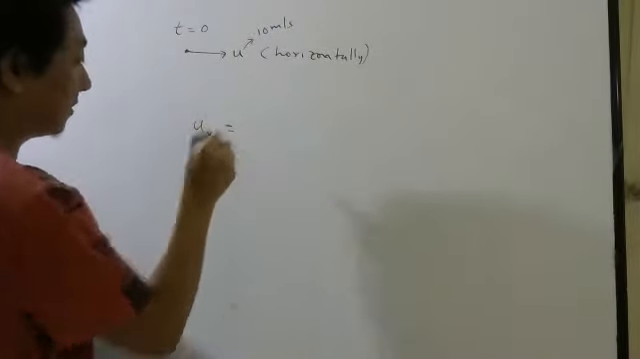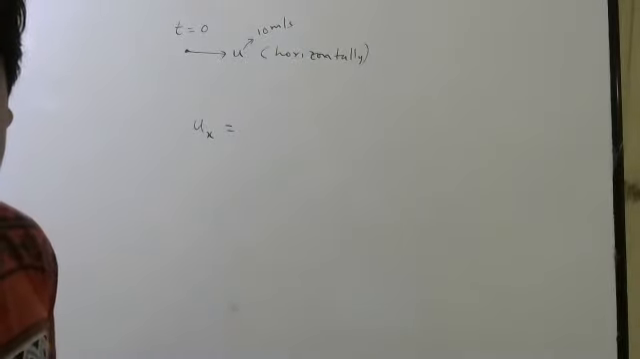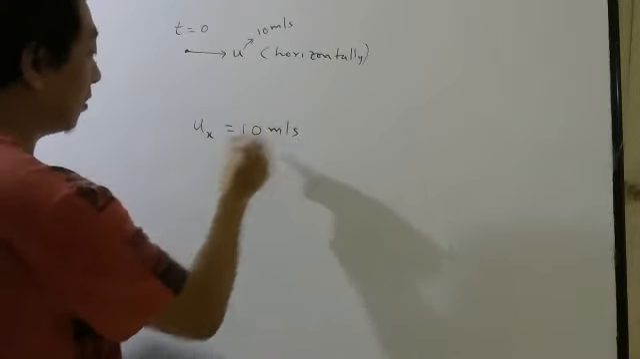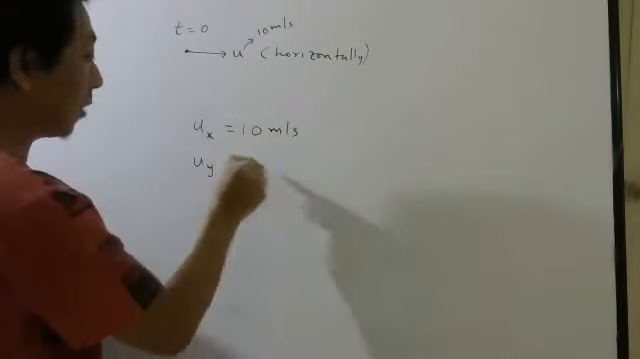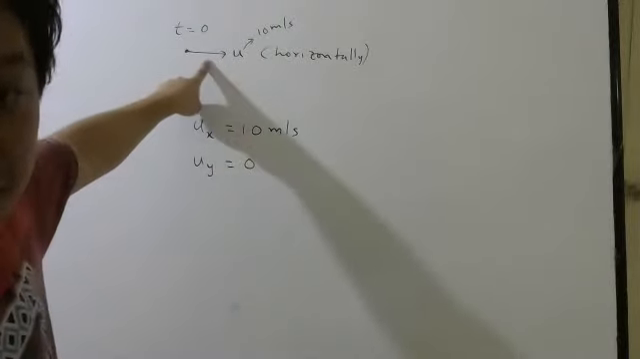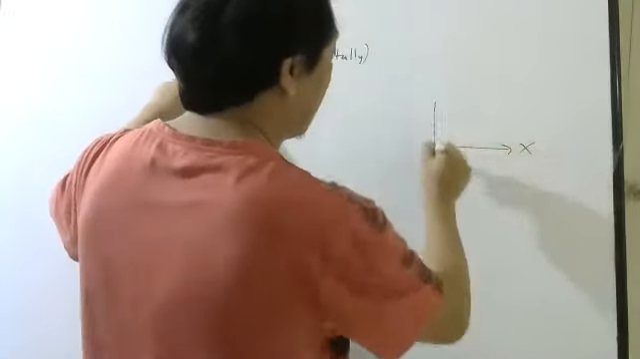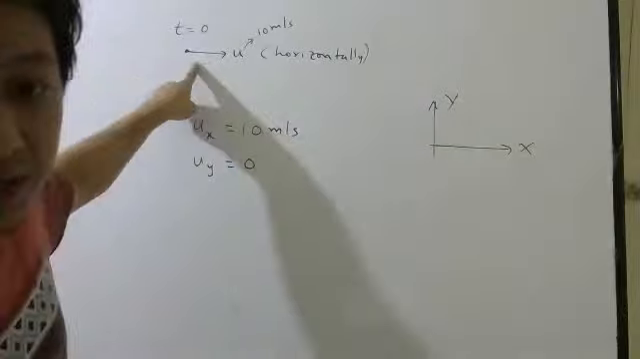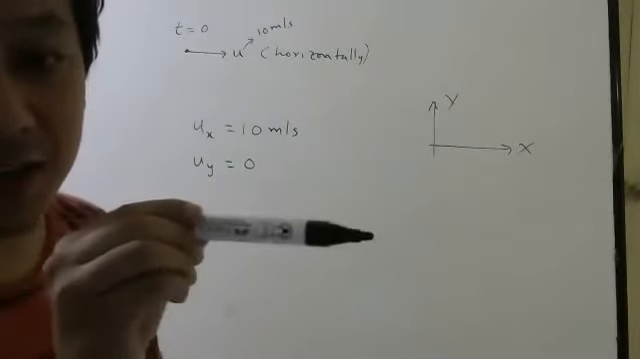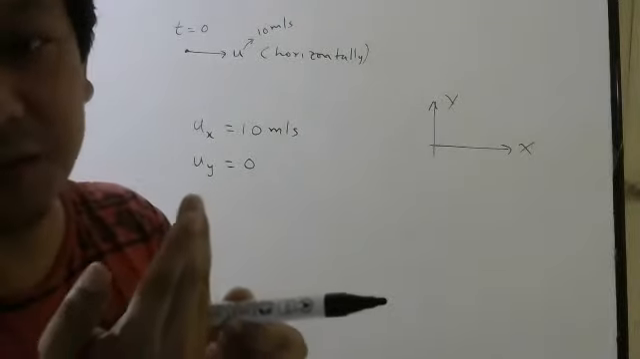Can you tell me right now what will be your ux and uy? Ux will be 10, uy will be 0. Why? Because look at this vector carefully. Usually we write the x-axis here and the y-axis here. This vector is along the x-axis, and we have said many times, if a vector is along the x-axis, it will not have a y component.